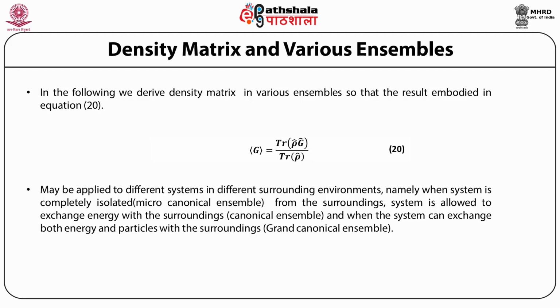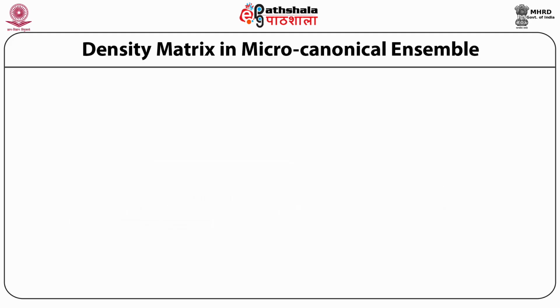The system is allowed to exchange energy with the surroundings, that is the canonical ensemble, and when the system can exchange both energy and particles with the surroundings, that is the grand canonical ensemble. Density matrix in microcanonical ensemble.